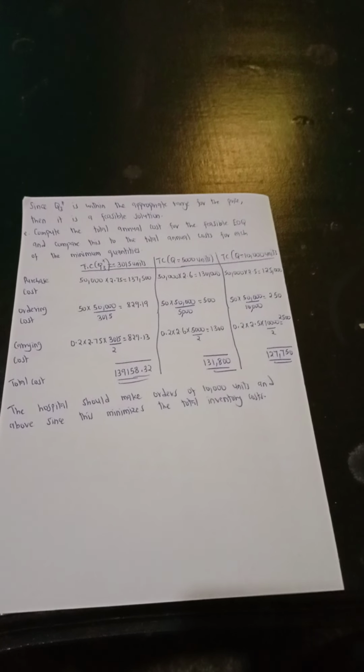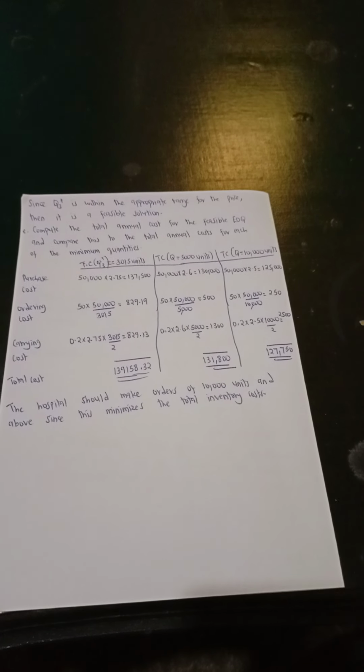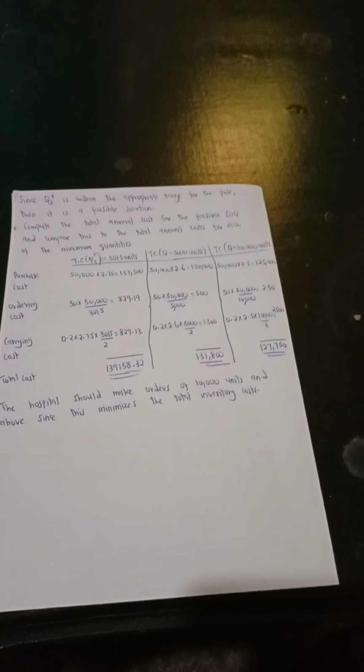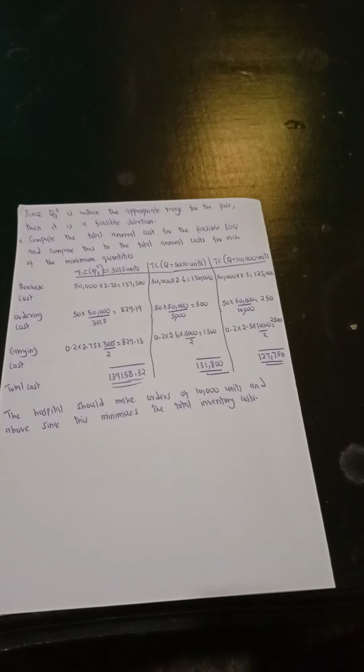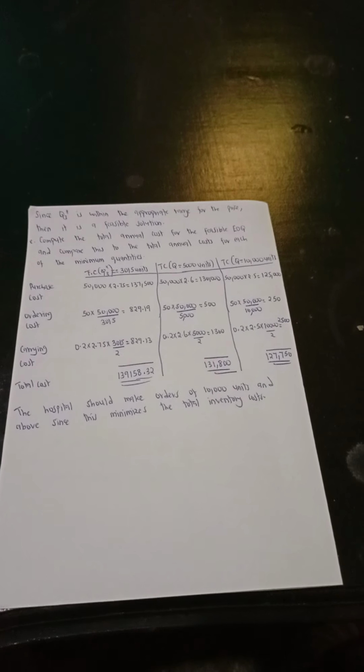Then we look at the total cost when the Q is 5,000 units. And so we are saying that the purchase cost is going to be 50,000 times 2.6, which is 130,000. Then the ordering cost is going to be 50,000 times 50 all over 5,000, which gives us 500. We look at the carrying cost, it's going to be 0.2 times 2.6 times 5,000 all over 2, which is going to give us 1,300. And when you calculate the total, we are getting the total cost as 131,800.